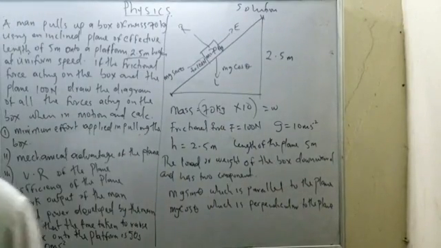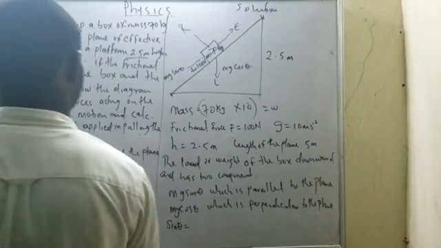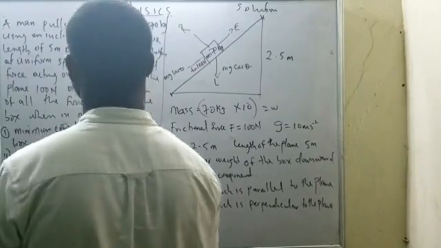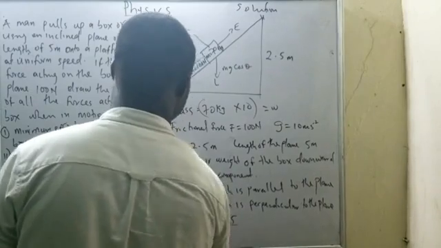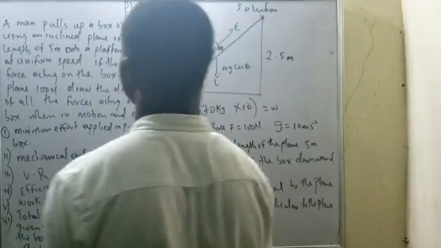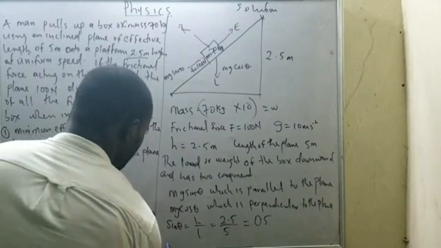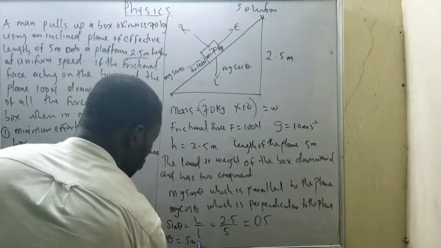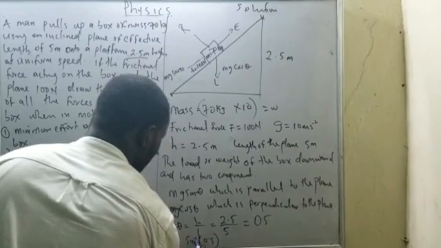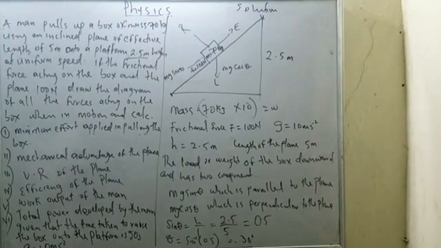Now, since I have it this way, I can say that sine theta equals h over L, which equals 2.5 divided by 5, which gives 0.5. It means theta will be equal to sine inverse of 0.5, which gives 30 degrees.